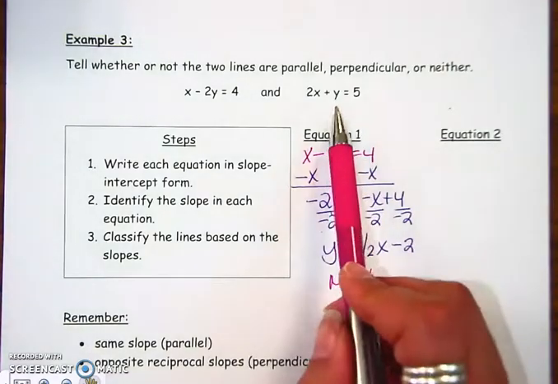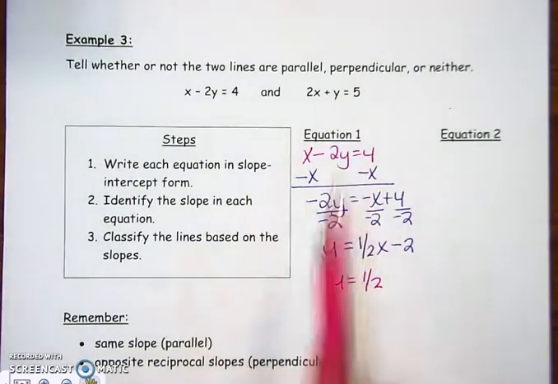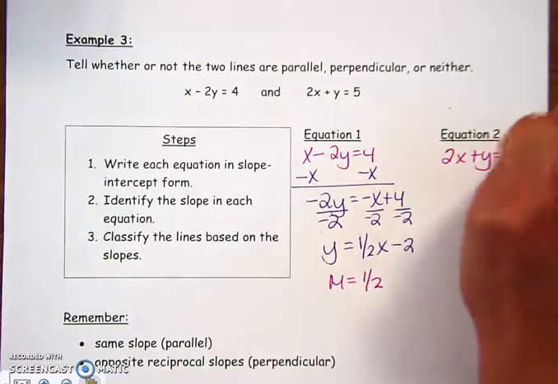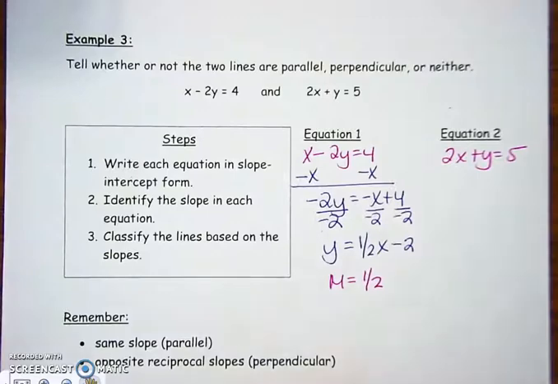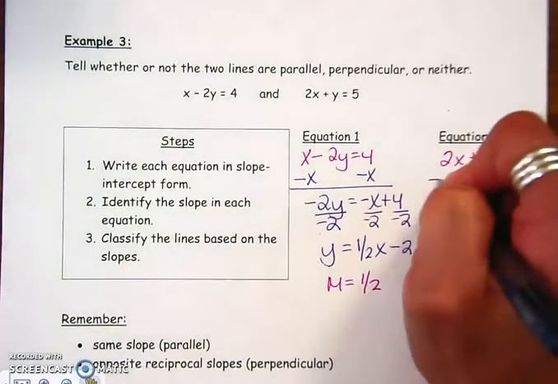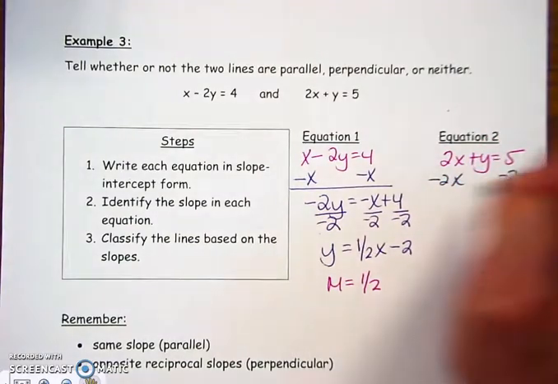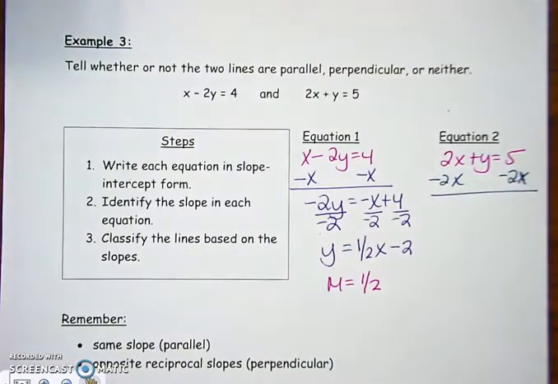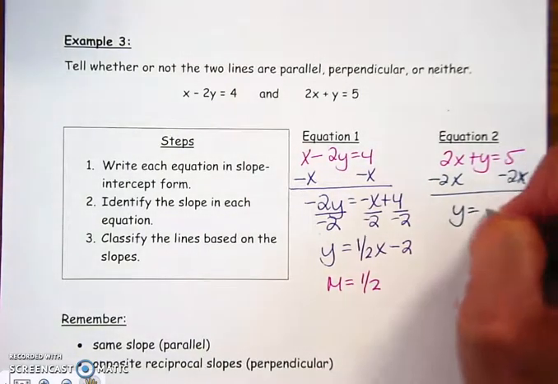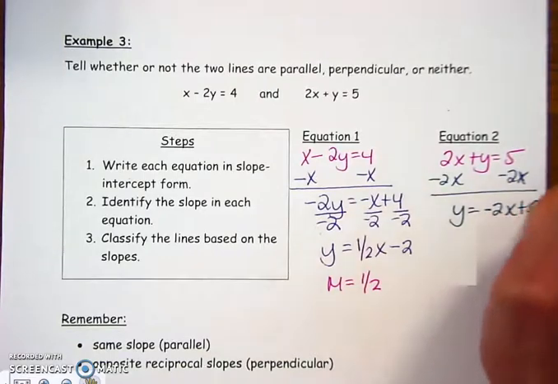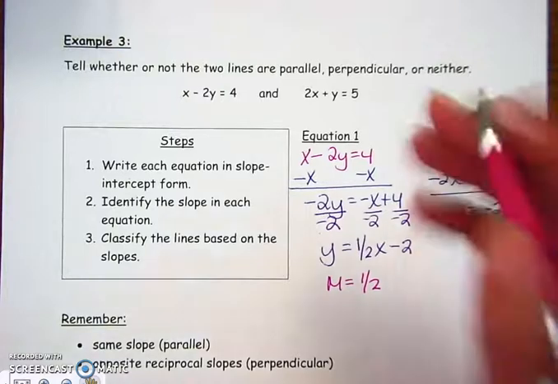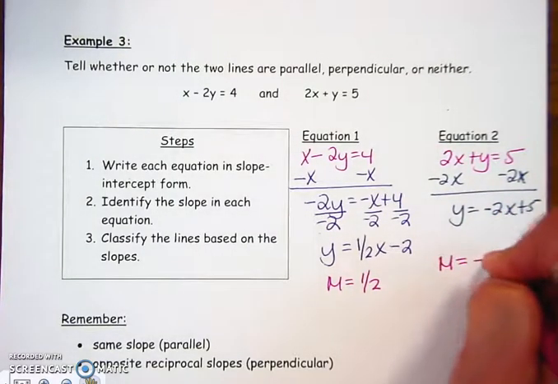If I look at that second equation, I need to solve for y. So my second equation is 2x plus y is equal to 5. When I solve for y, I need to get rid of that 2x, so I'm going to subtract 2x from both sides. This leaves me with y is equal to -2x plus 5. And here, when I identify my slope, I know that the slope is equal to -2.